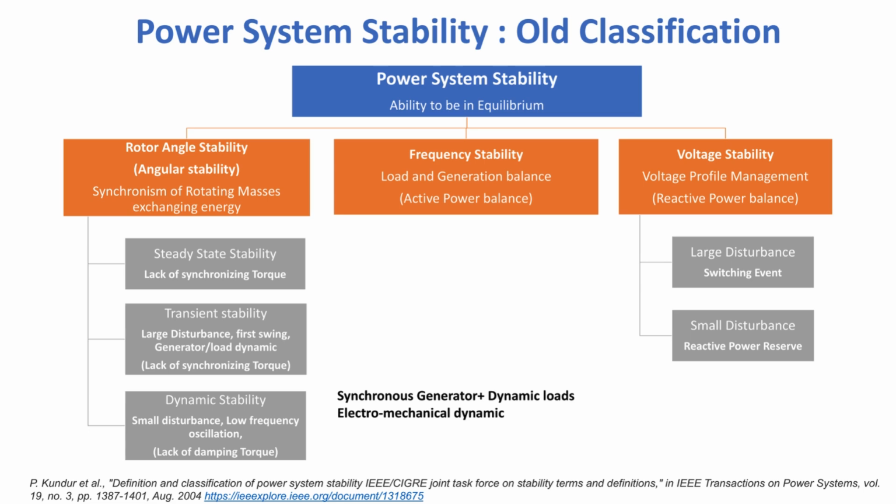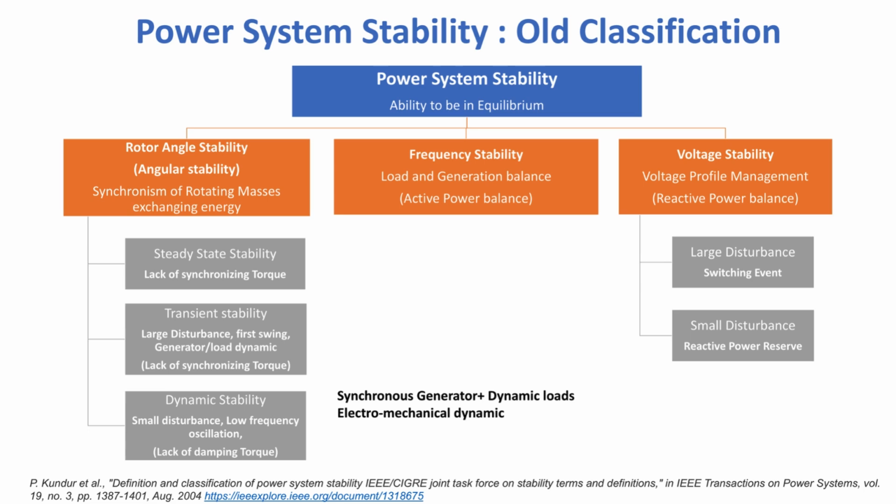Yeah. Then you had frequency stability, keeping the overall generation and load balanced, the active power balance, and voltage stability, maintaining voltage levels, which is tied to reactive power balance. And the presentation notes large disturbances are things like faults, switching. Small disturbances are more like load fluctuations, reactive power variations. Seems quite thorough for the traditional grid. It was. It served well for decades.